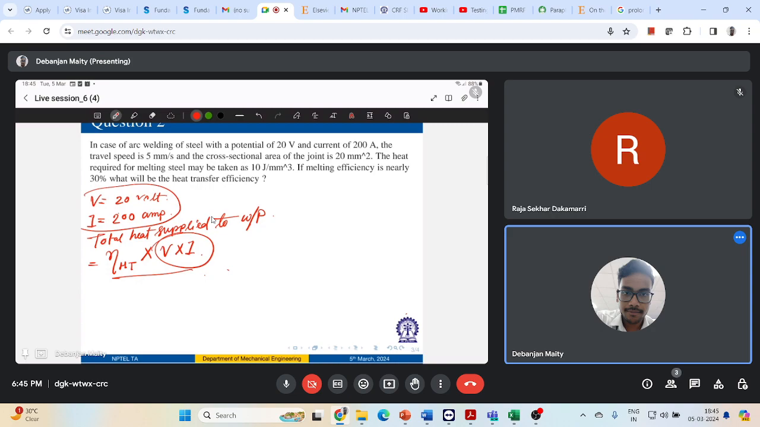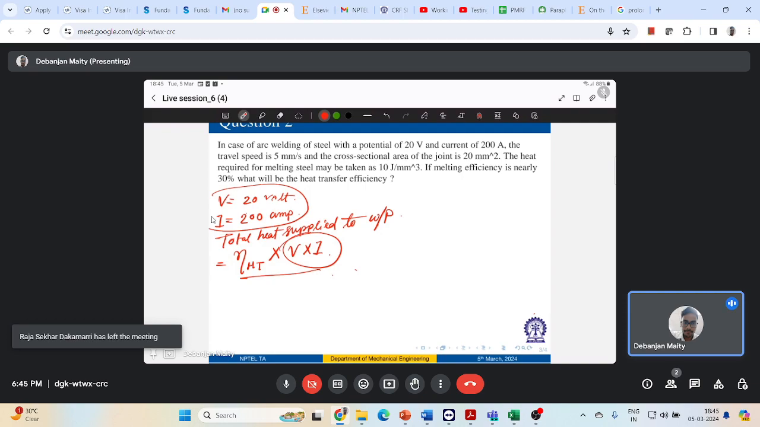Is there any confusion? Okay. So my total heat supply to the workpiece will be the heat transfer efficiency into voltage into current.